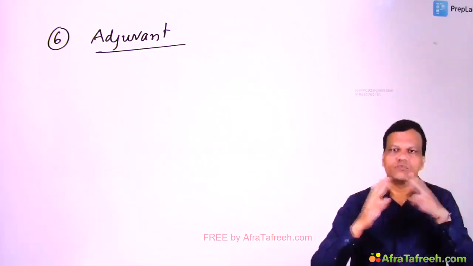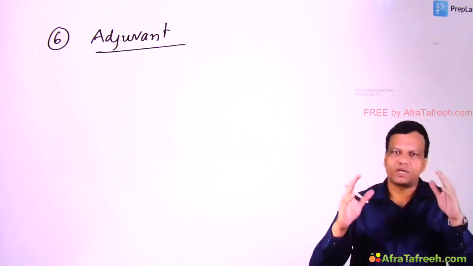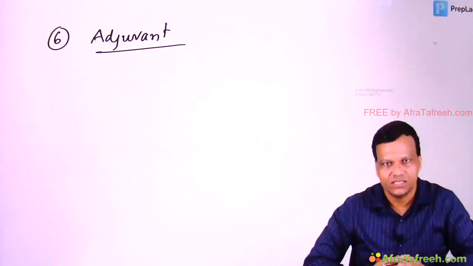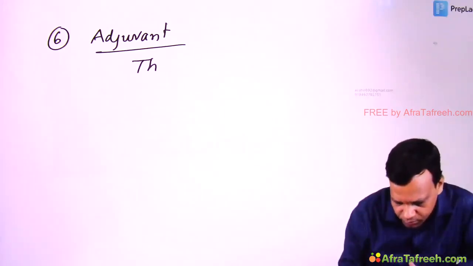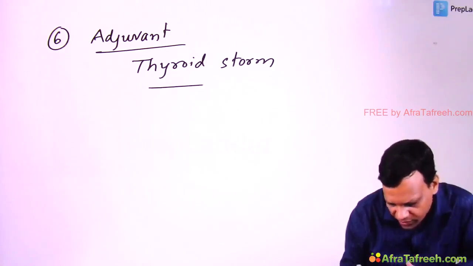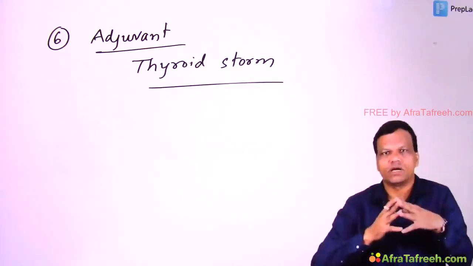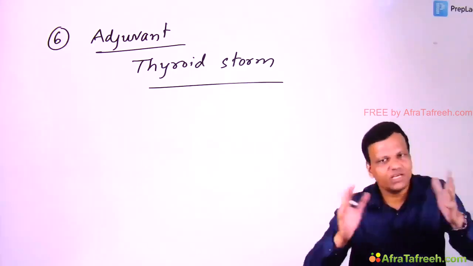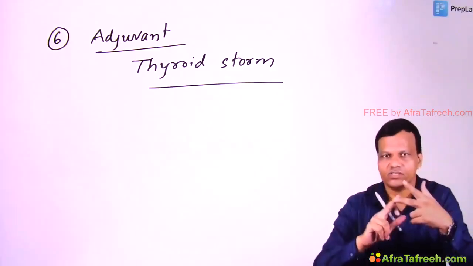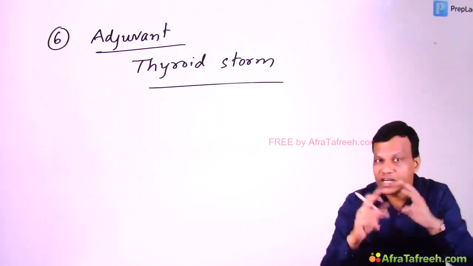Suppose a person comes to you with severe hyperthyroidism. What is emergency severe hyperthyroidism known as? Yes, thyroid storm. Thyroid storm. So what will be the features of thyroid storm? Emergency hyperthyroidism. Remember, same 3 features: heat intolerance, weight loss, and sympathetic symptoms. But it is an emergency.